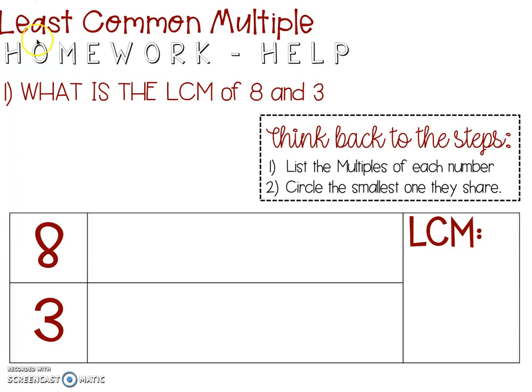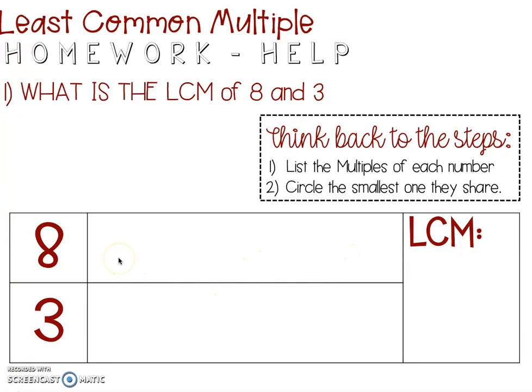So homework question 1 says, what is the least common multiple of 8 and 3? So we're going to set it up where we have 8 here, and I'm going to list the multiples. I have 3 below it. I'm going to list the multiples. I'm going to circle the smallest one that they share and write the LCM over here, the least common multiple.